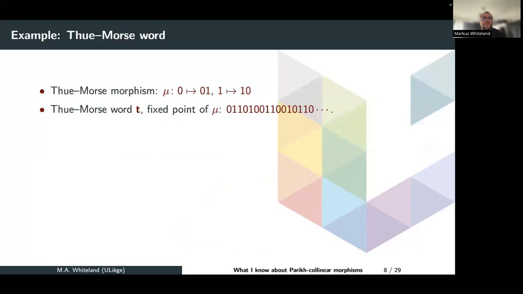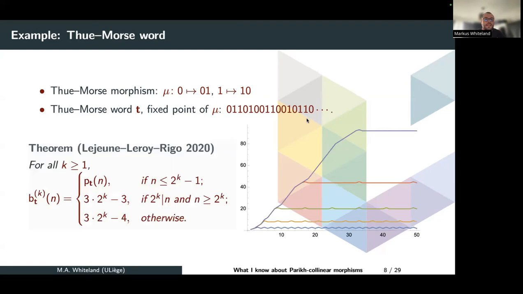So what is known about binomial complexities? Well, here's an example. Of course, the Thue-Morse word, which we all know and love. Just as a reminder, it's the fixed point of this morphism. Here's a prefix of it. And, well, this is completely known thanks to the work of Lejeune, Leroy, and Rigo.